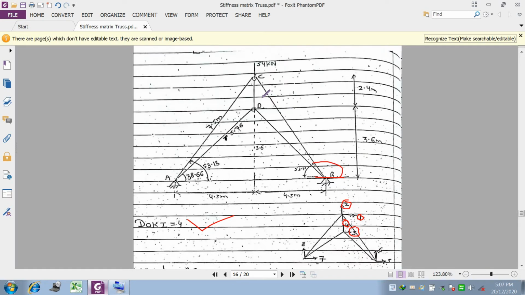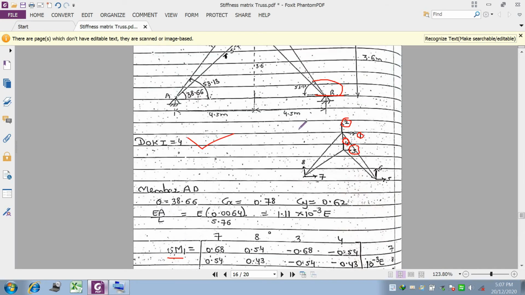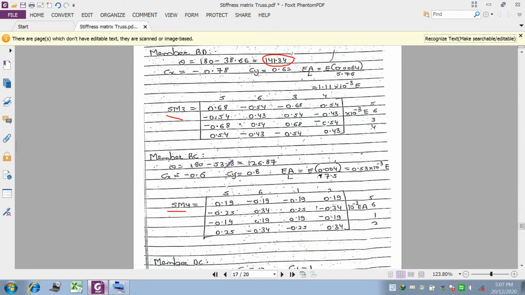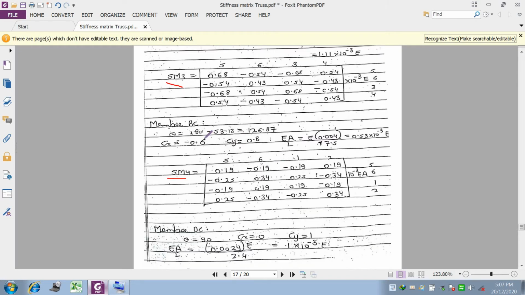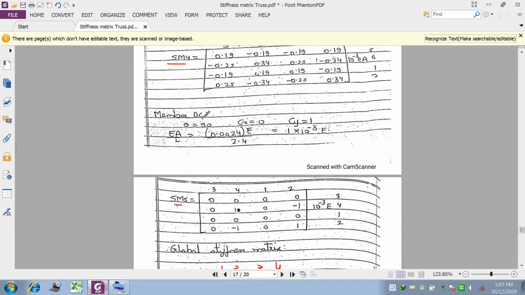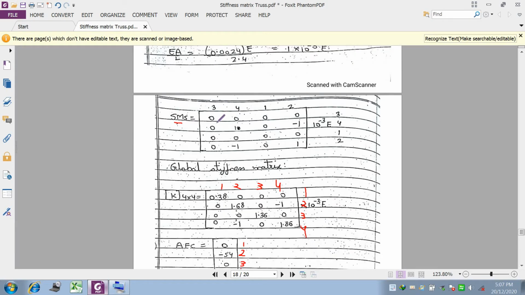For BC you have to use 180 minus 53.13, and you will get the answer 126.87. Then you can calculate Cx, Cy and EA by L, and accordingly form the structural matrix with respect to coordinates 5612. Then member DC: DC is the vertical member, so you take theta equal to 90, calculate Cx, Cy and EA by L. Then the structural matrix we can form like this, with coordinates 3412.